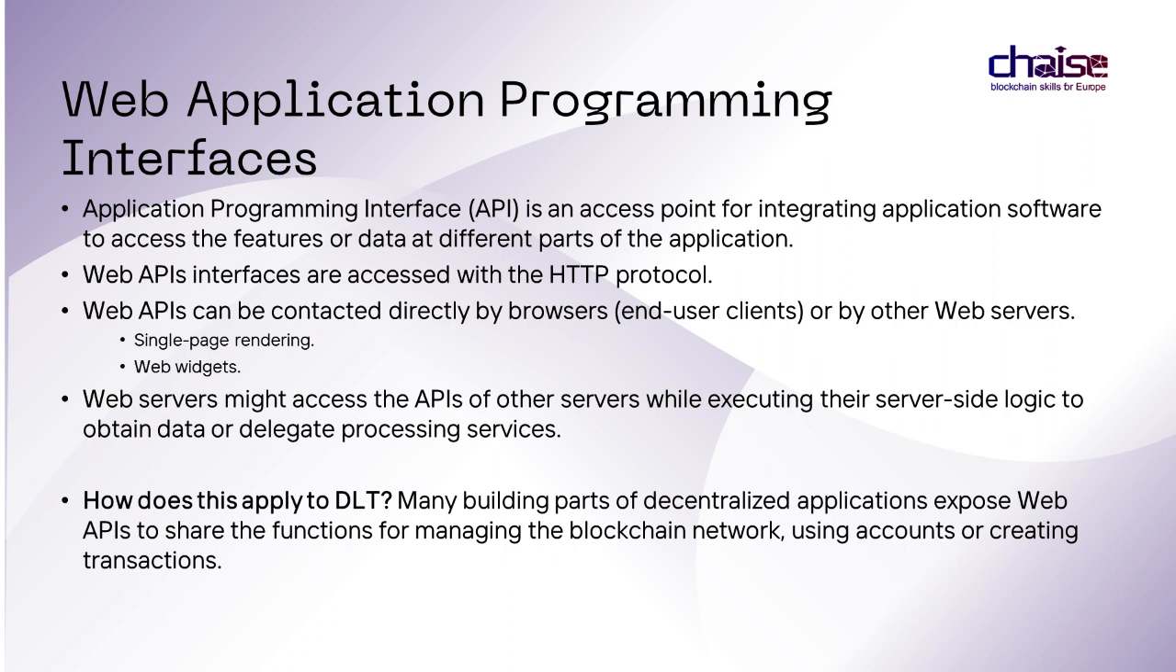Another use of web APIs in a web page is combining the content from different servers. If you include, for example, a digital map on your page, it can be retrieved from the API of the digital map provider and seamlessly embedded into your page. Web servers might access the APIs of other servers while executing their server-side logic. While building the response for the client, a server obtains data or delegates processing services to other servers.